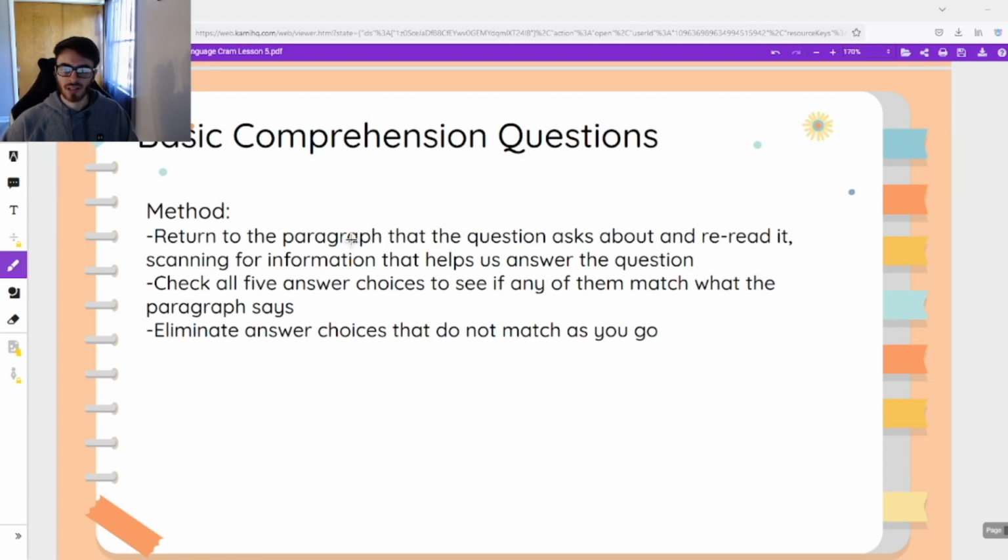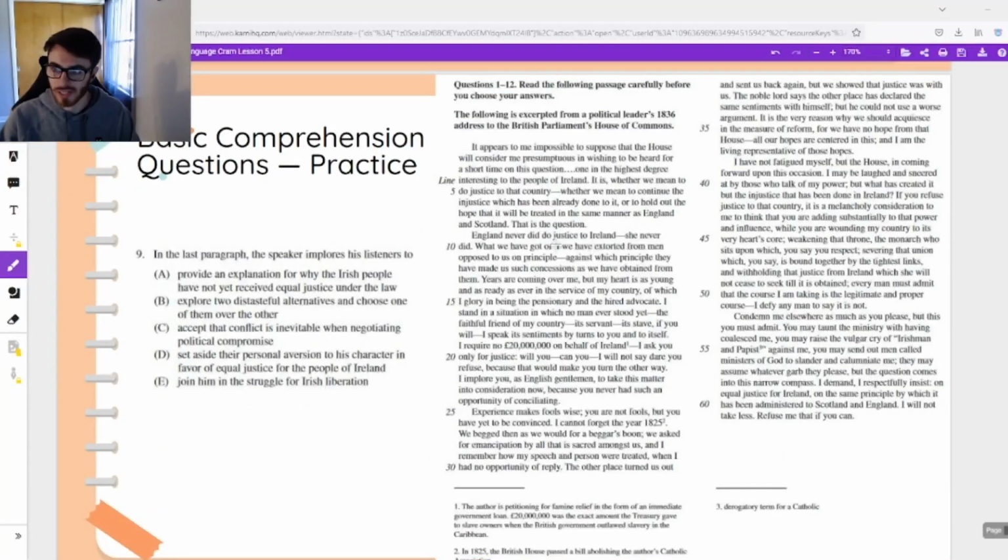Our method for solving basic comprehension questions: we are going to return to the paragraph that the question asks about and reread it. While we reread, we are going to be looking out for information that helps us answer the question. Based on what the question's asking, we are going to be scanning for information that's relevant or related to that question. Once we've found our evidence, we are going to check all 5 answer choices to see if any of them match. And as we go, we're going to eliminate choices that don't match. Pretty straightforward. Let's give it a shot here.